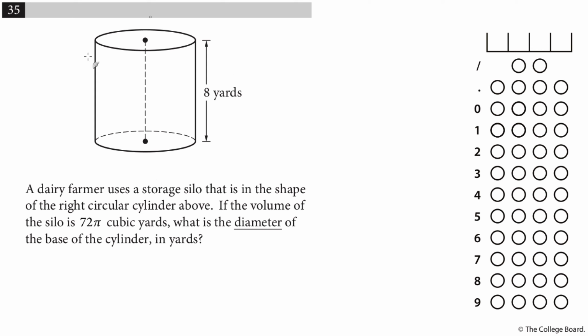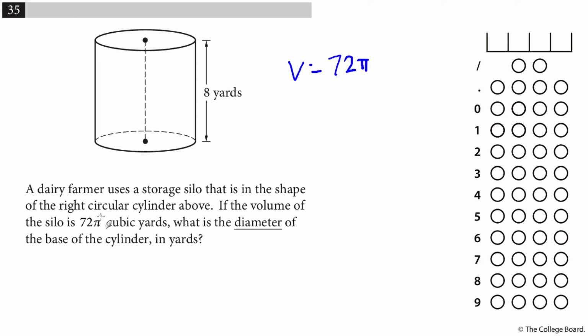Okay, what we have here, we have a cylinder, and it says a dairy farmer uses a storage silo that is in the shape of a right circular cylinder. These are all terms that are important to make it exact, but for our purposes, we're not going to be dealing with non-right prisms or cylinders on the SAT. We're not going to deal with elliptical extruded solids, but they're important mathematically to have those words there so no one can come back and argue about the meaning of the problem. It says the volume is going to be 72 pi. What is the diameter of the base of the cylinder in yards?